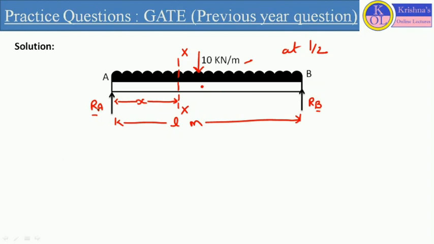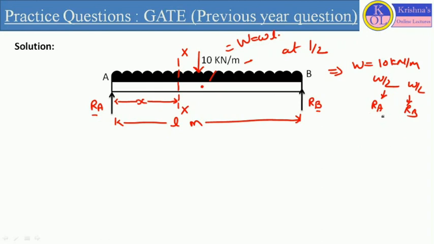Here we have a uniformly distributed load. One method is, we have W as 10 kilonewton per meter, and this beam is supported by two reactions, RA and RB. So this load will be distributed over these two supports. We will consider W by 2 at RA and W by 2 at RB. So we can define the value of RA and RB as W by 2, where this total capital W is equal to w into L. So it will be w into L by 2.